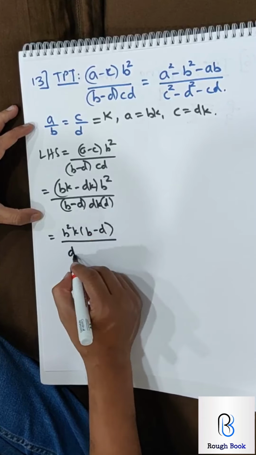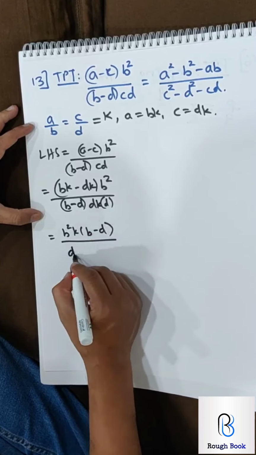Likewise RHS, let's work it out. A square B square AB upon C square minus D square minus CD. So A can be written as BK, so B square K square minus B square. Again A is BK into B, so B square K. Denominator C is D square K square, D square. C is DK into D, so D square K.